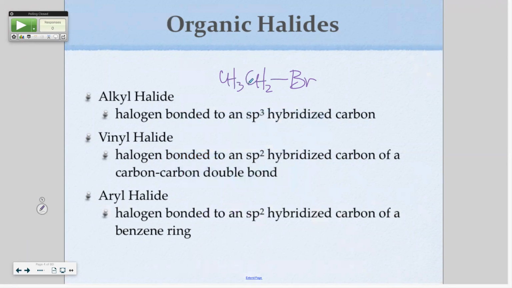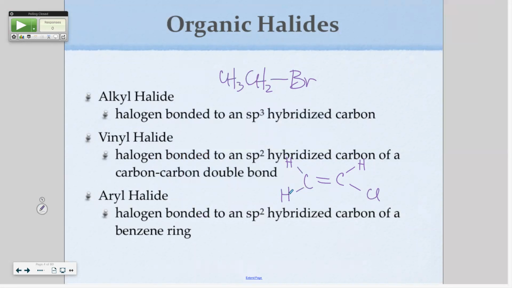A vinyl halide is when you have a halogen bonded to an sp2 hybridized carbon in a double bond. So for example, this would be one of the simplest ones, because you have to have 2 carbons to have a double bond, right? That one is vinyl halide, or vinyl chloride. It's used to make polyvinyl chloride. Have you heard of PVC pipe? That white pipe stuff? Yeah, that's what it's made out of.